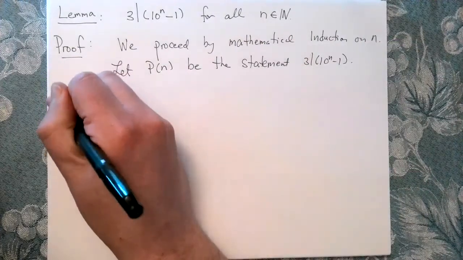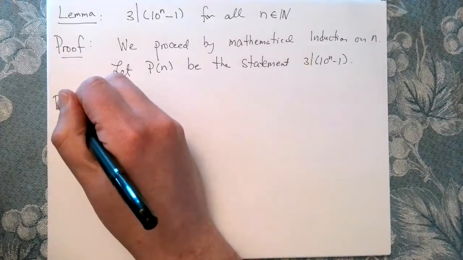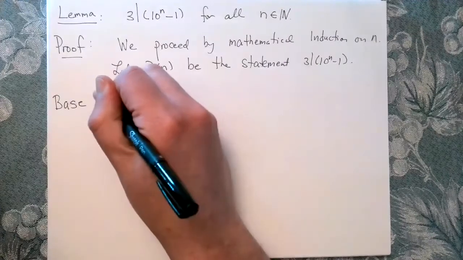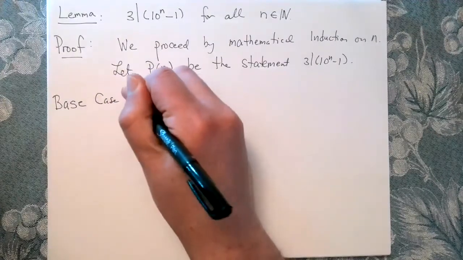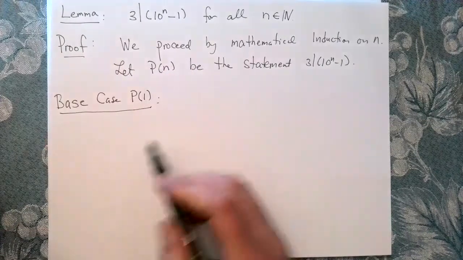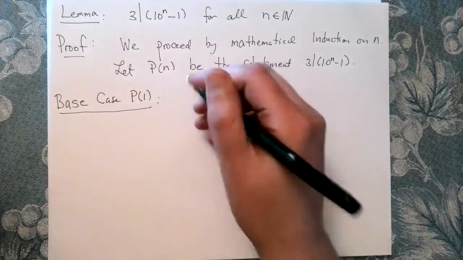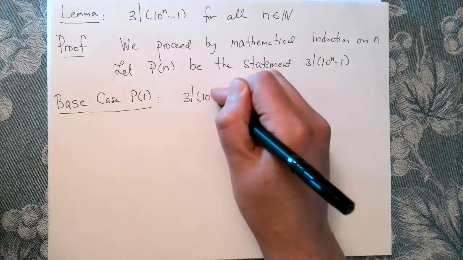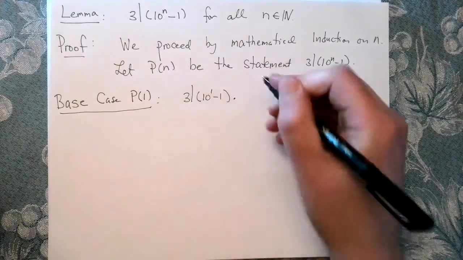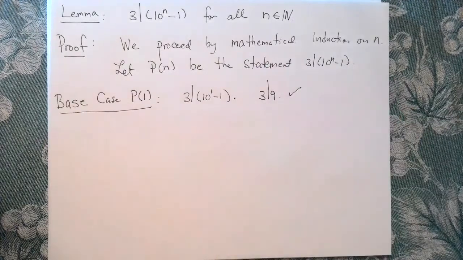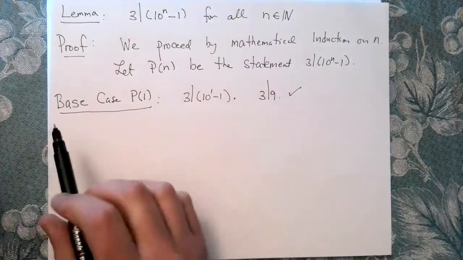Okay, so the base case that I want to establish in this case will be P of 1. We want to establish that the statement P of 1 is true. That's not too difficult. So let's see what happens. 3 divides 10 to the 1 minus 1. Well, that's certainly true because that's 3 divides 9. That's a true statement, right? 3 divides 9. Okay, so we've got our base case established.